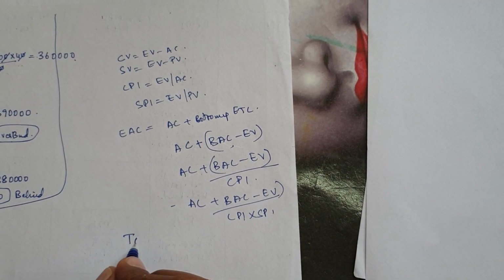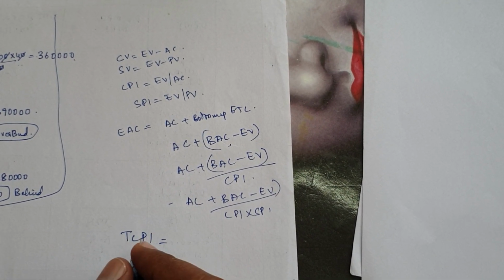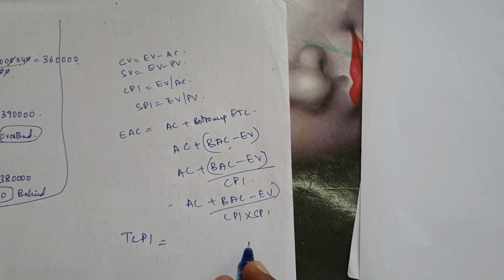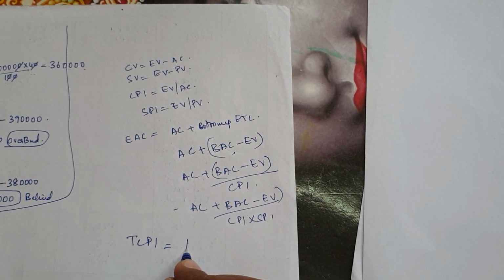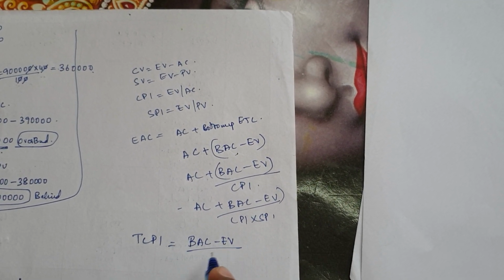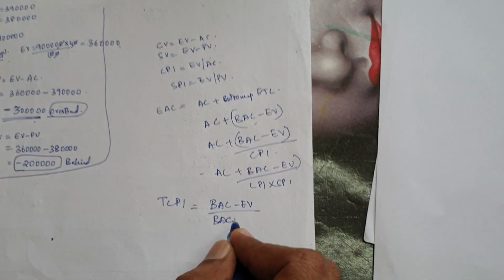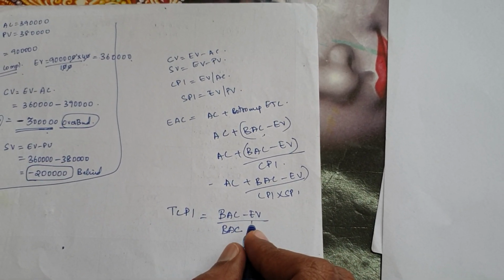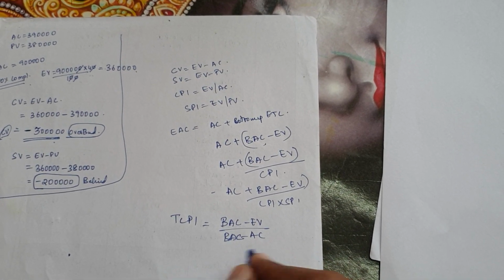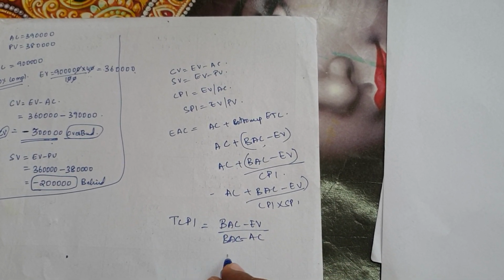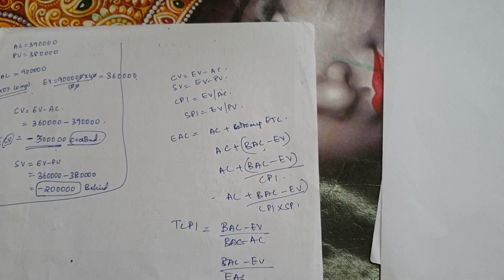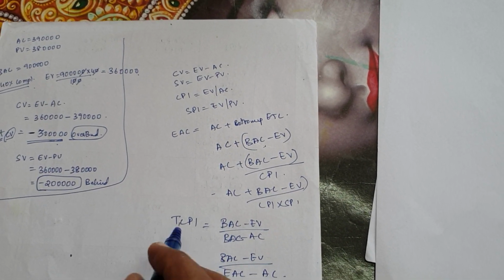Then you move to TCPI. TCPI is BAC minus EV divided by BAC minus AC. Yeah, that's your TCPI. Another formula is BAC minus EV divided by EAC minus actual cost.